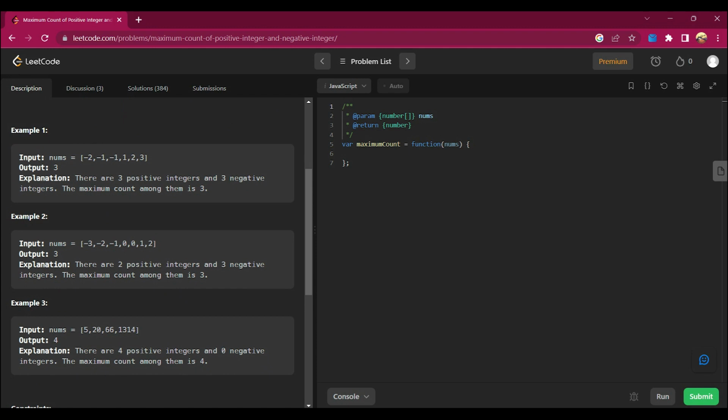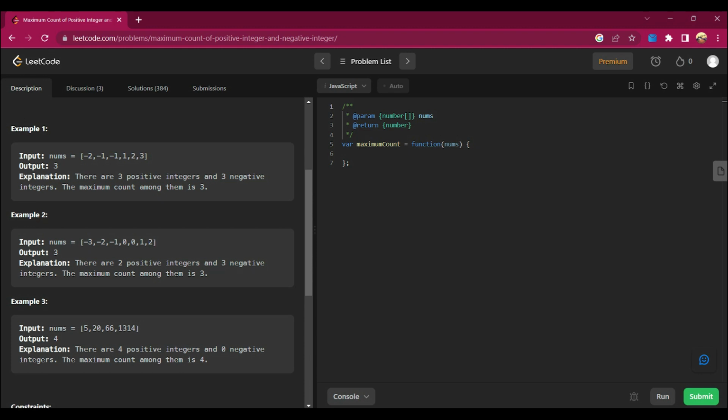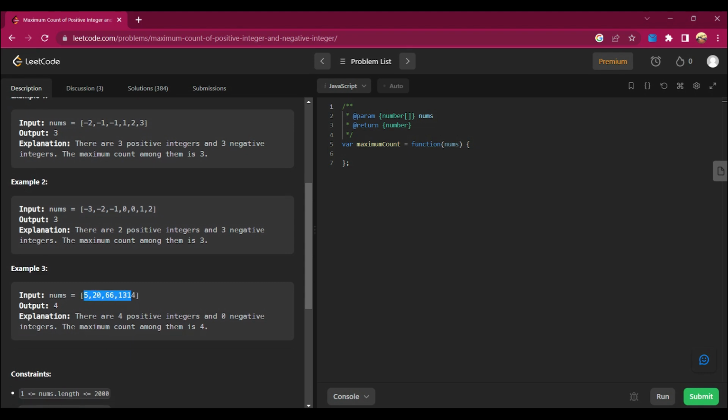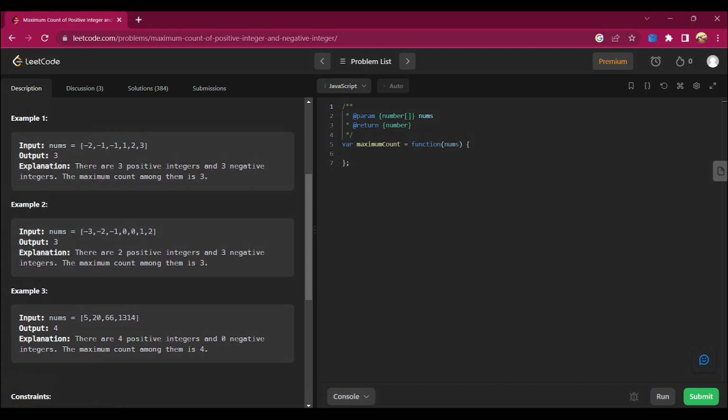However, if you look at example number 2, there are 3 negative integers and, sorry, 2 positive integers. 0 is neither positive nor negative. If you count the negative integers, there are 1, 2, 3, so 3 negative integers. There are 2 zeros, so we will not count anything, and there are 2 positive integers. So the count of 3 is greater than the count of 2, so we will return 3. Similarly, in example number 4, you can see there are 4 positive integers, so we will return the number of positive integers. So let's start to code this solution.